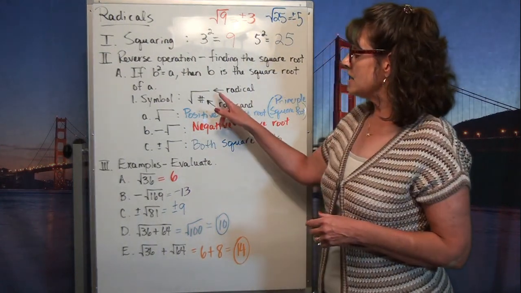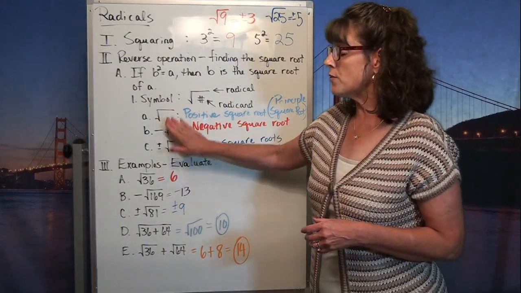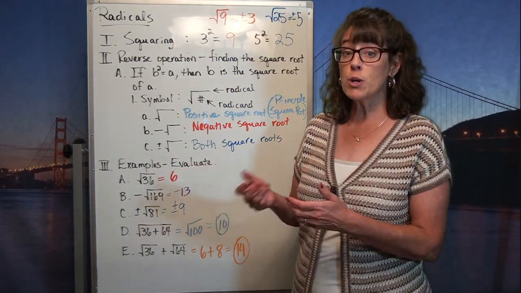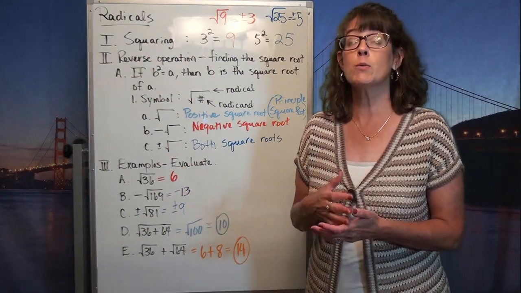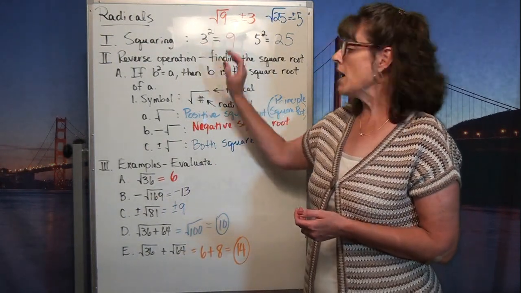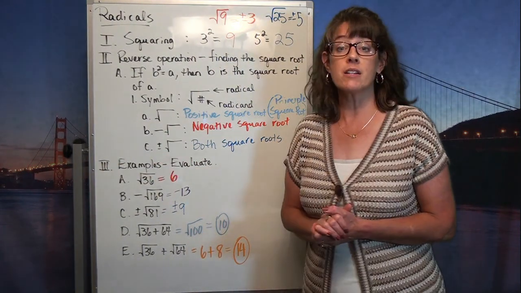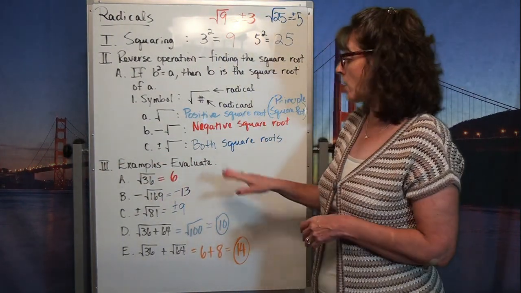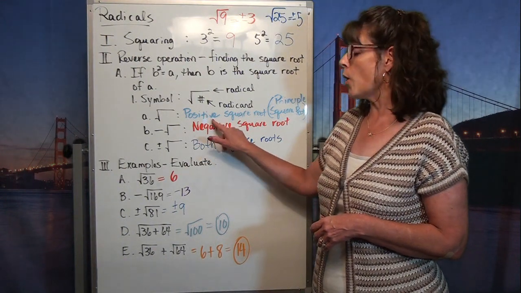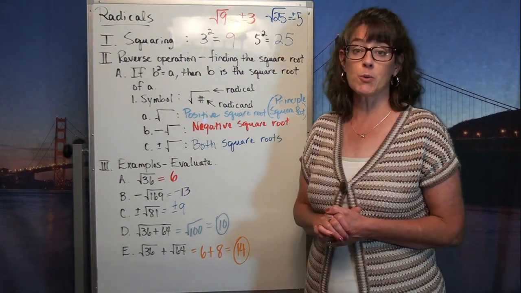And again, the idea that you've got 3 different types here, and you need to be very careful about what you're seeing. There are 2 numbers that you can multiply by themselves to get the number that's underneath the radical. And depending on which symbol you've got sitting in front of you will determine whether you're talking about both of those square roots, only the negative square root, or only the positive one, which indicates the principal square root.